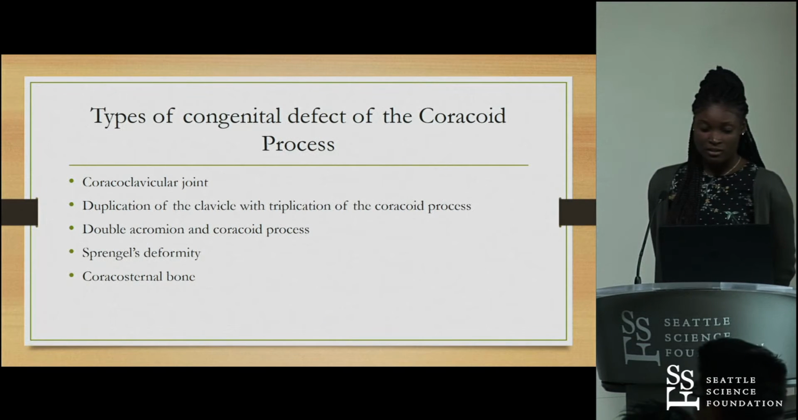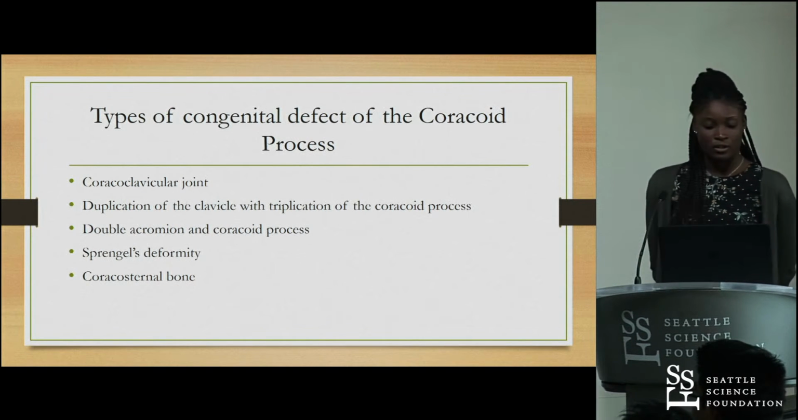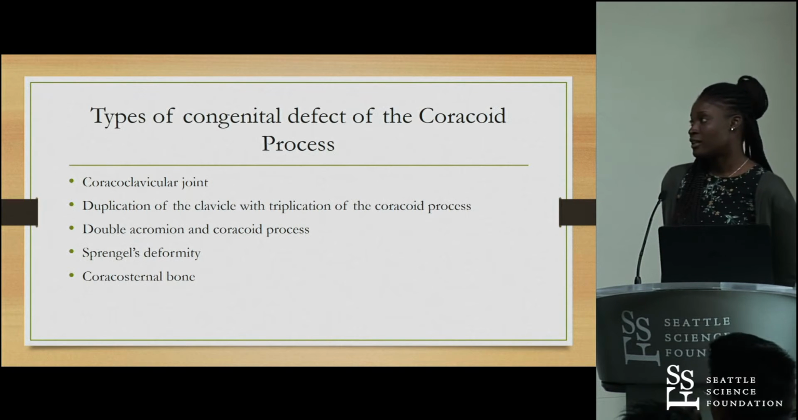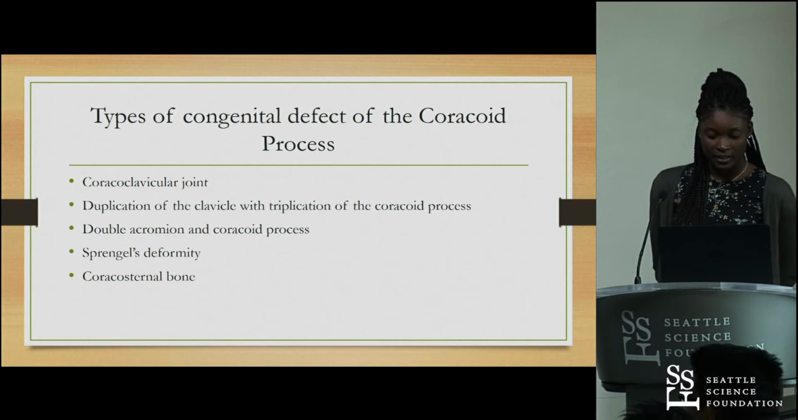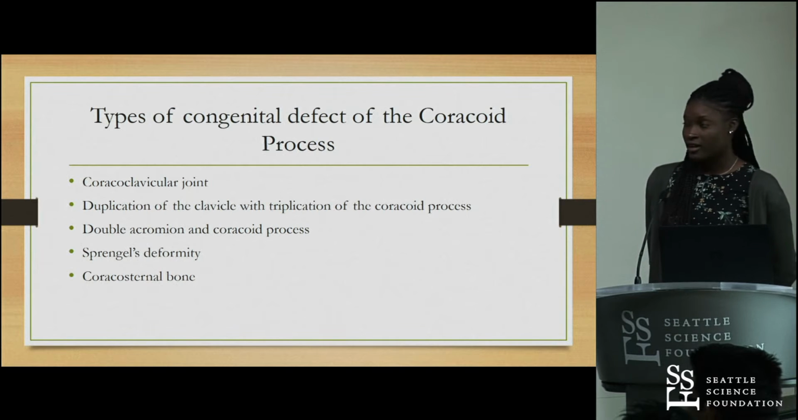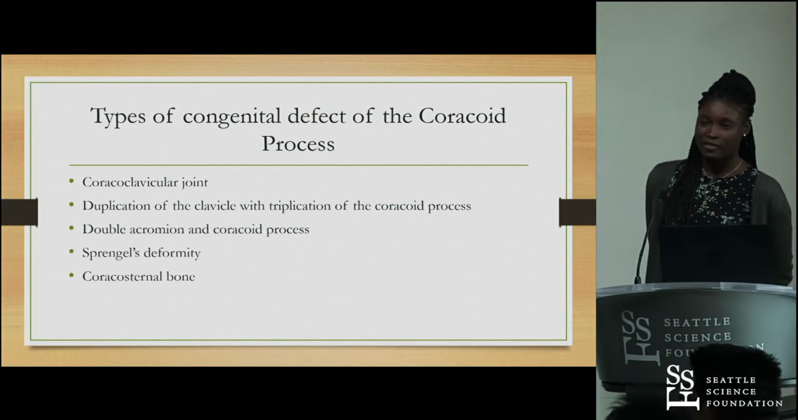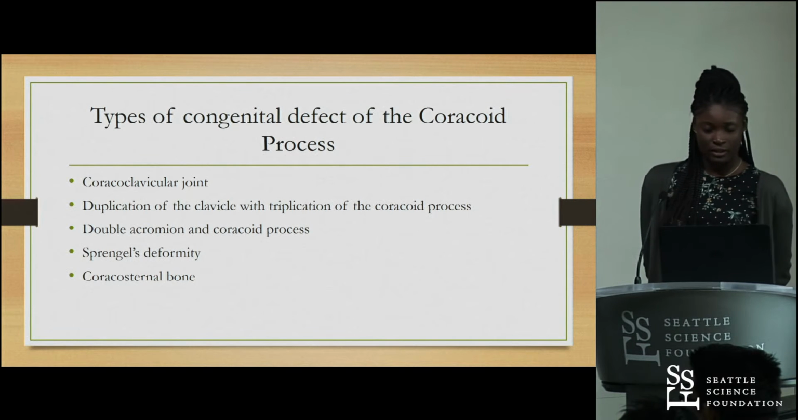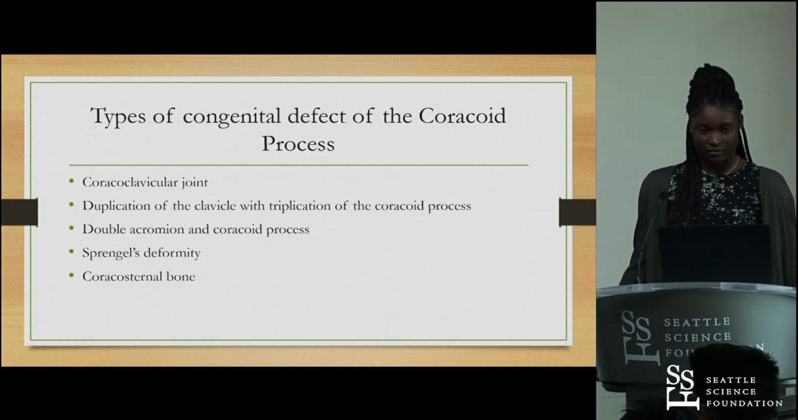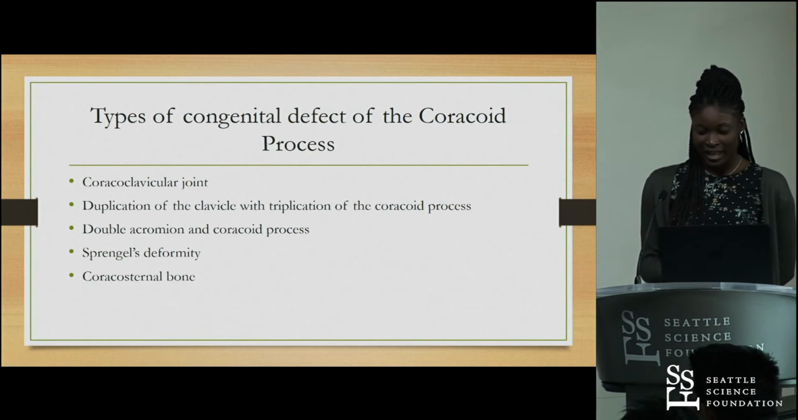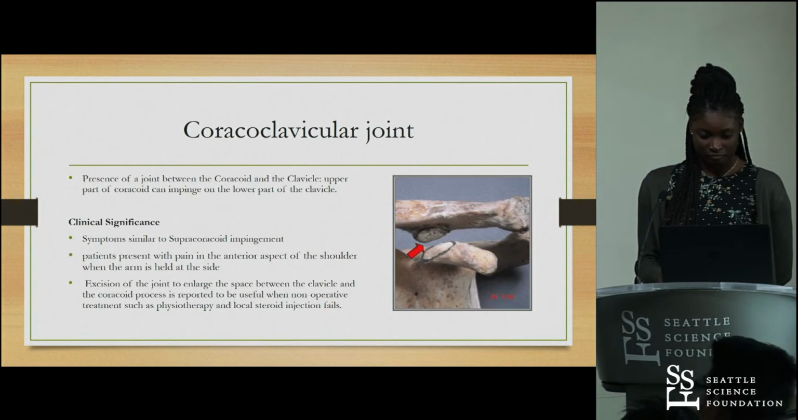So the types of congenital defects that were mentioned in the paper are the coracoclavicular joint. You can also have duplication of the clavicle and triplication of the coracoid process. You can have a double acromion and coracoid process. You can have Sprengel's deformity, which is more or less related to the deformity of the scapula. But since the coracoid is attached to the structure, you also see a variation in the coracoid as well. And a coracosternal bone.